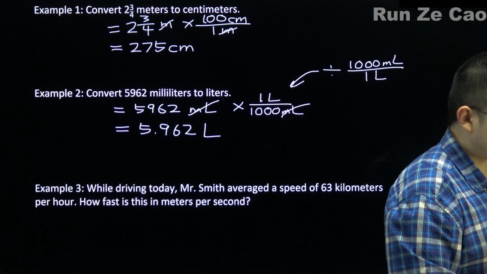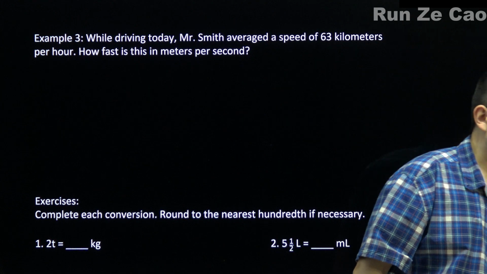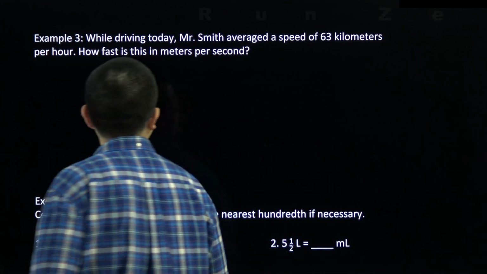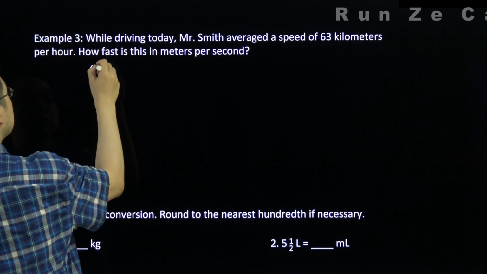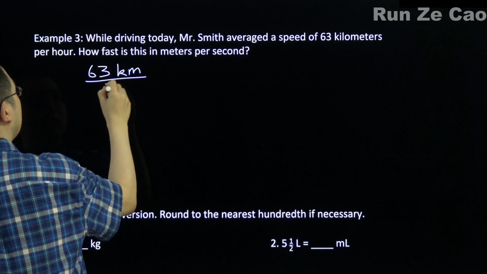Example 3. While driving today, Mr. Smith averaged a speed of 63 kilometers per hour. How fast is this in meters per second? Well, 63 kilometers per hour is kilometers per 1 hour.